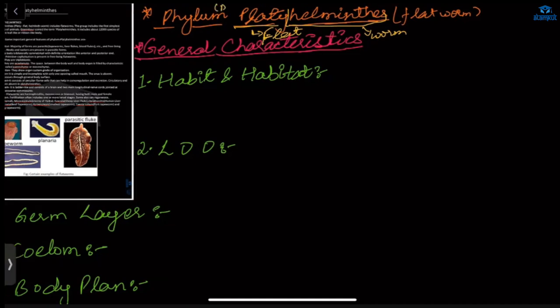Yahan pe main likh de rahi hoon, dorsoventrally flattened, and that is why they are called as what? Platyhelminthes.